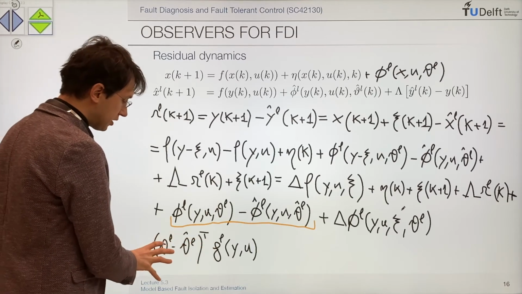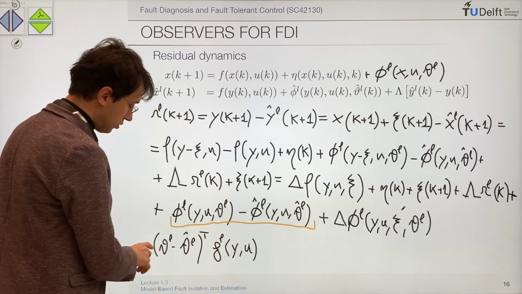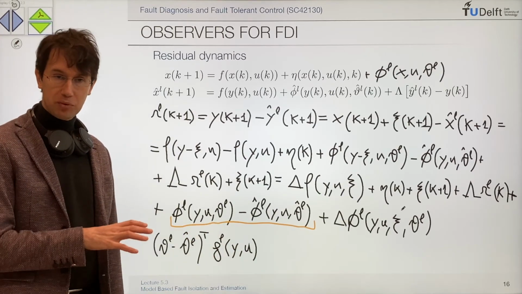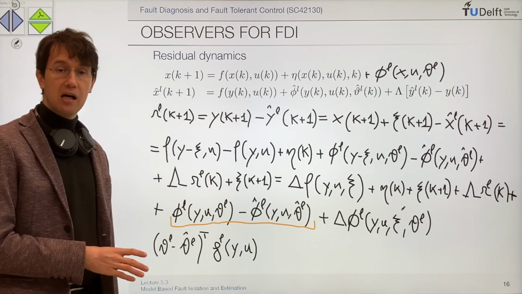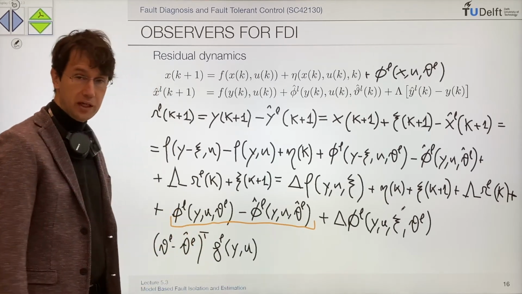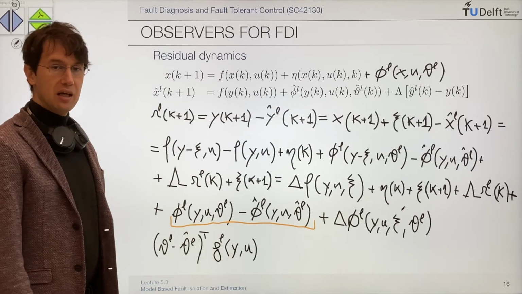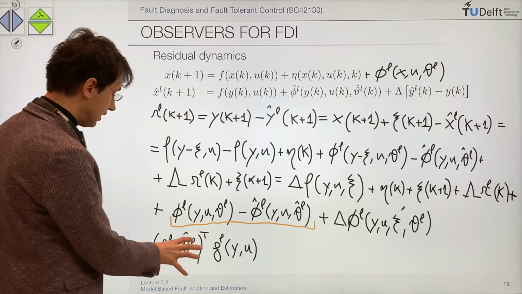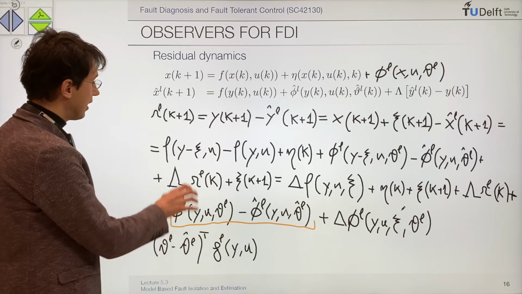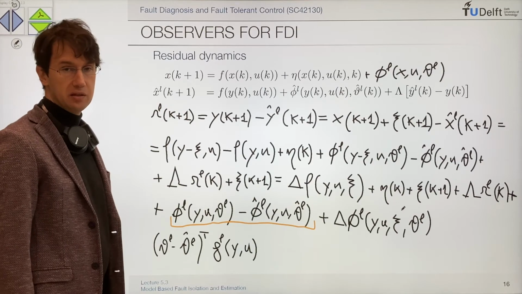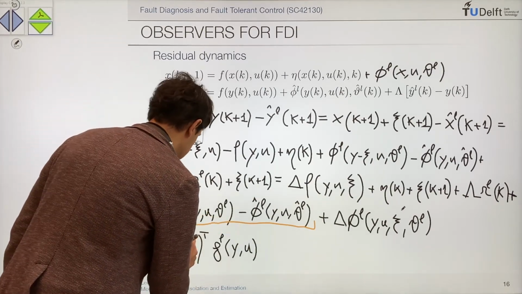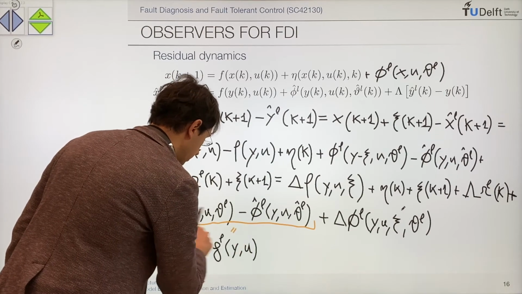And I wanted to write this and to show that we have this term because this will be important in understanding how we design the algorithm for learning this from data. And the key thing is that the error on the estimation is directly affecting the dynamics of the residual. This is the key thing. So let me just, this is equal to this.